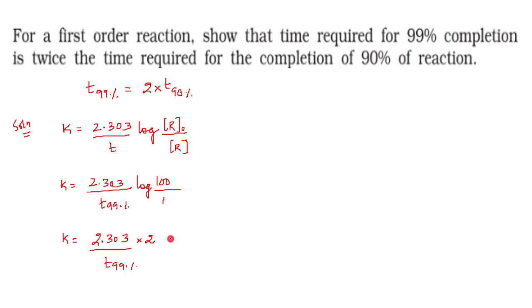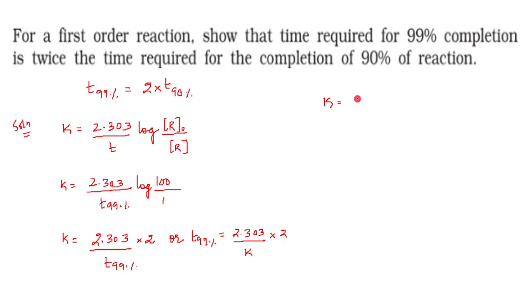T 99% is equal to 2.303 divided by K multiplied by 2. You keep this one as it is, right? You got the value of T 99%. How much is it? 2.303 into 2 divided by K. In the same manner, find out what will be the relationship for T 90%.